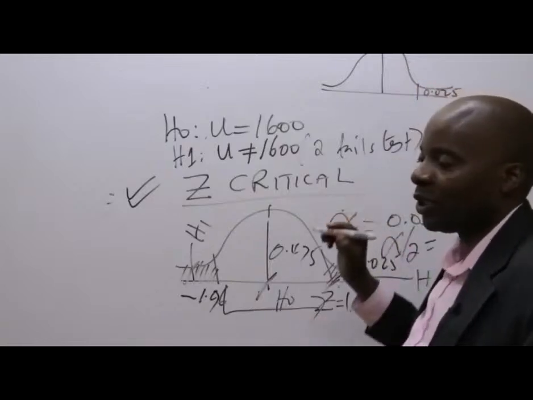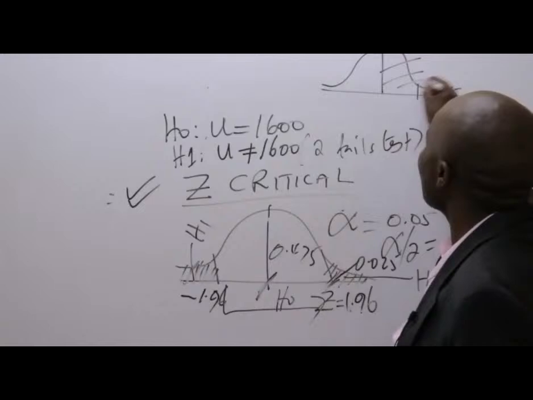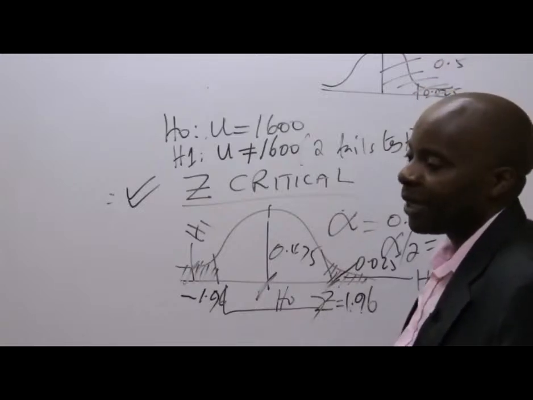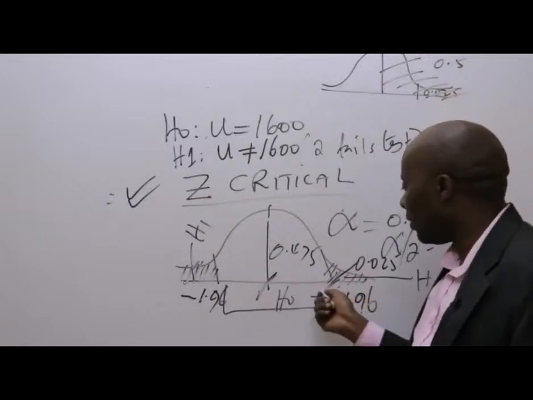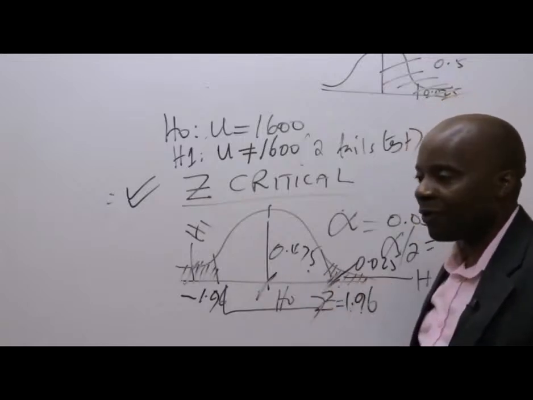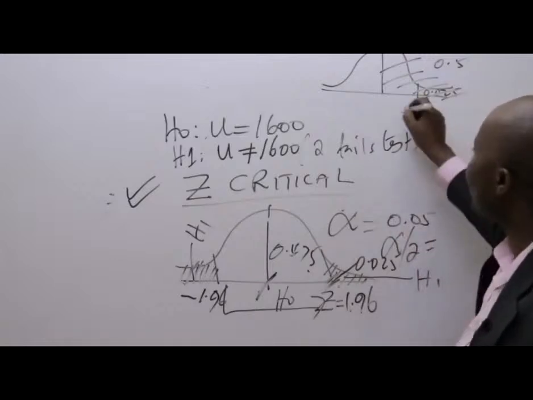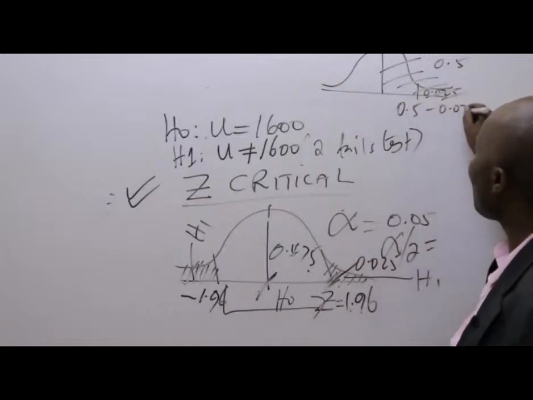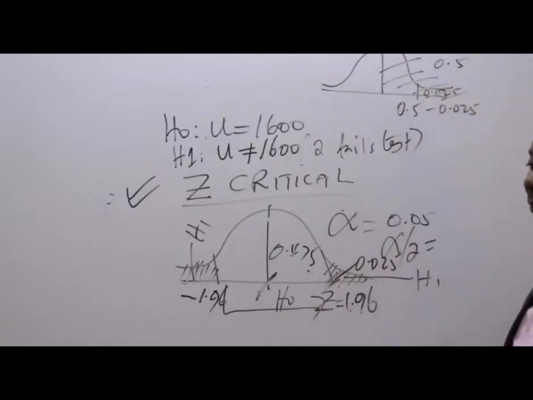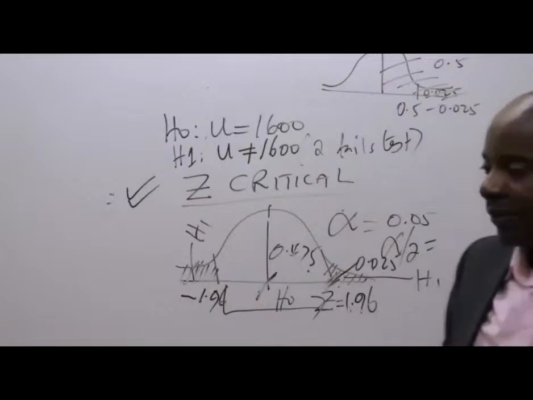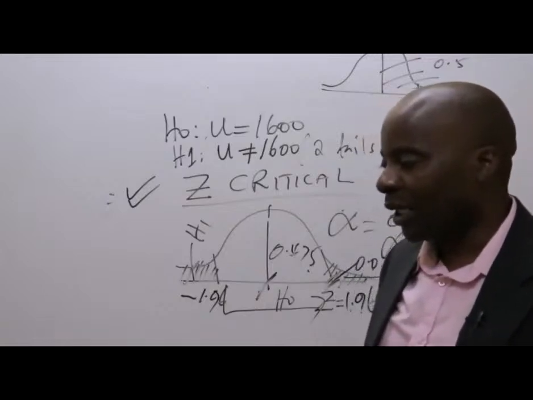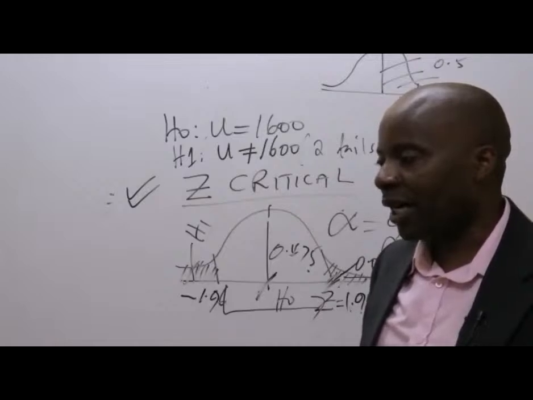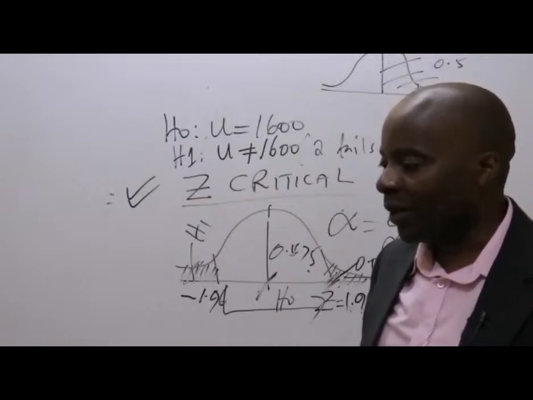I hope you saw where we got the 0.025. We know that this entire area is 0.5. Therefore, to get this area alone, given that the two must add up to 0.5, you take the 0.5 and subtract 0.025 like that. If you do it that way, you'll be able to get that 0.475.